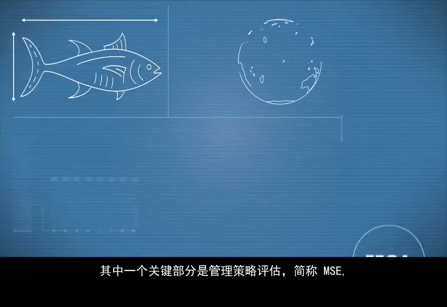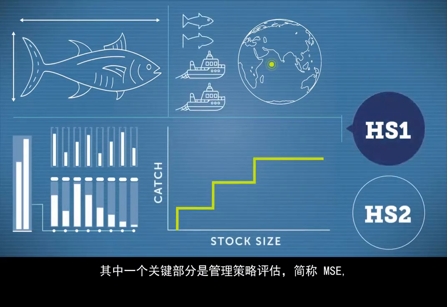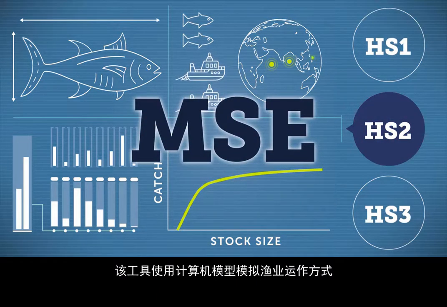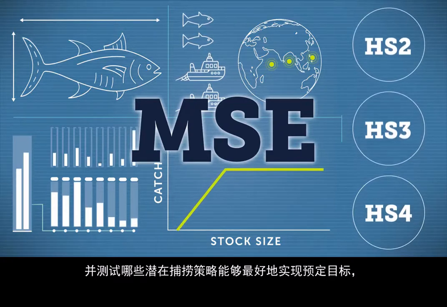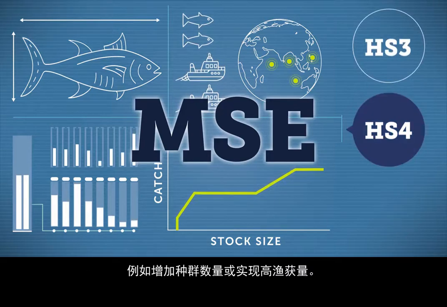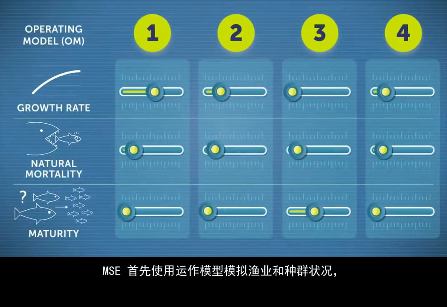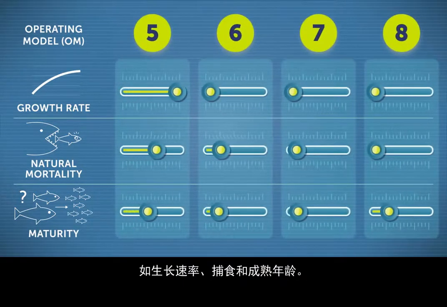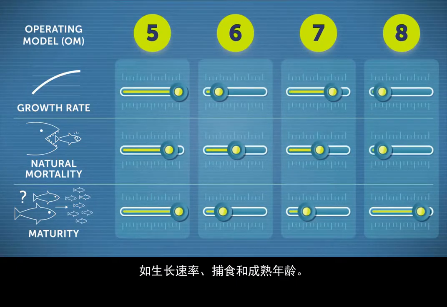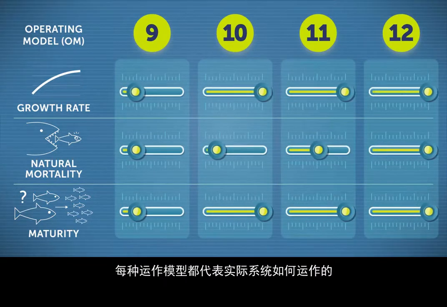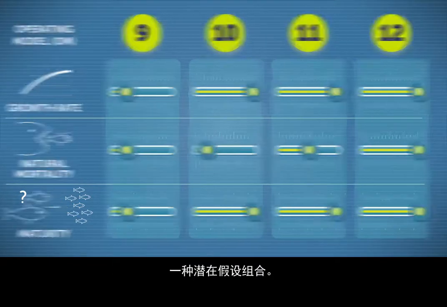A key part of it is Management Strategy Evaluation, or MSE, a tool that uses computer models to simulate how a fishery works and test which potential harvest strategies can best achieve pre-agreed objectives, such as an abundant population or high catch level. MSE starts with operating models that simulate the conditions of the fishery and stock, including uncertainties such as growth rate, predation, and maturation age. Each operating model represents a potential combination of hypotheses about how the real system functions.